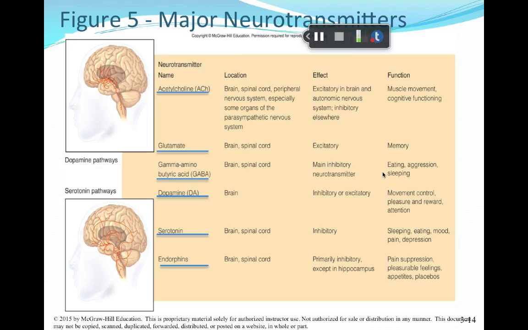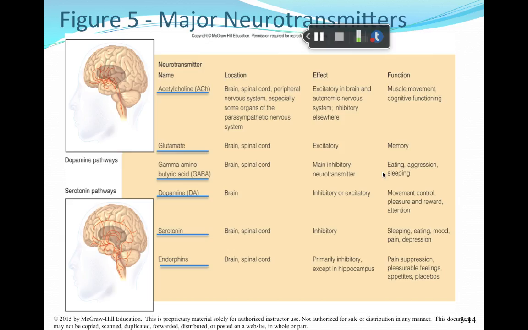I'm sure you've heard about Parkinson's disease. Parkinson's disease is when you have too little dopamine. And then schizophrenia is when you have too much dopamine. So if you have too many excitatory messages going on, you can have delusions. If you have too little dopamine, you cannot inhibit motor movement, so you have what they call tremors for people with Parkinson's disease.